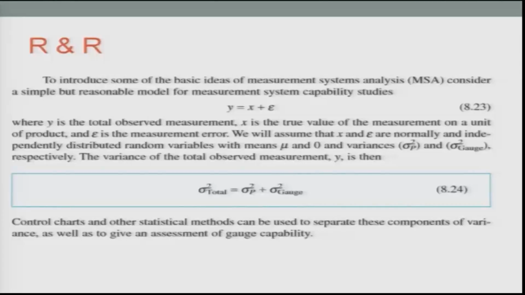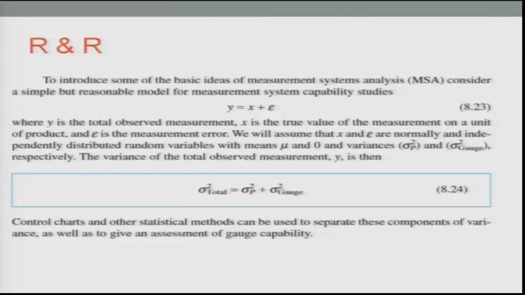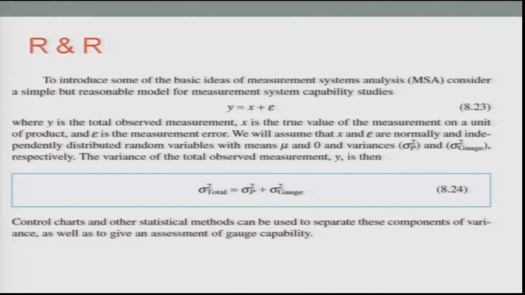Now, the variance of x is given by sigma square suffix p, and the variance of the error is given by sigma square suffix gauge. It means the error of measurements which can come from the gauge. They would be plus and minus, but in the long run the average value comes out to be 0. The variance of the total observed values would be the sum of them, the reason being they are independent, so any covariance between x and epsilon would be 0. Control charts and other statistical methods can be used to separate these components of variability, as well as to give an assessment of the gauge capability and take decisions accordingly.